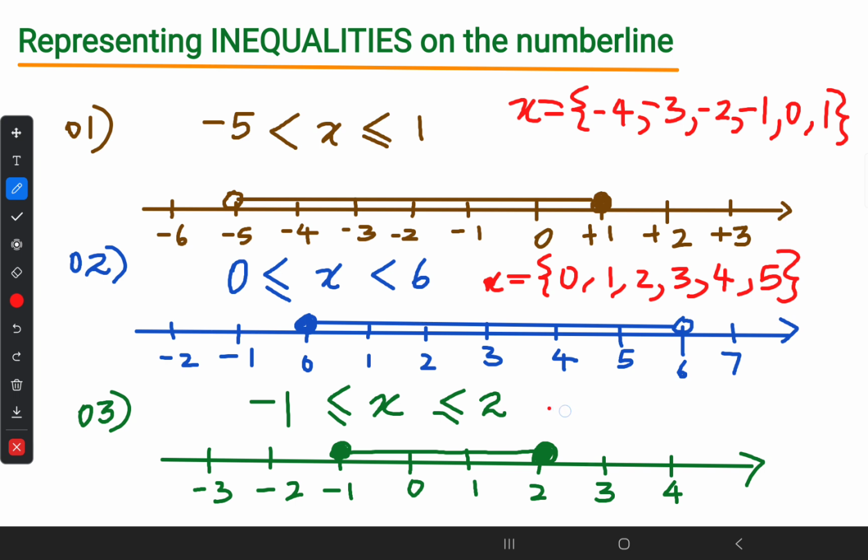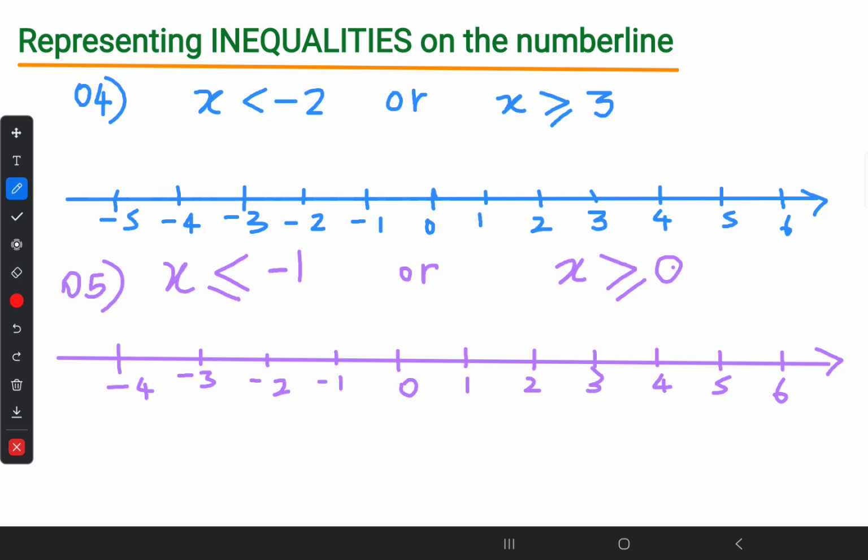In the next case, the values for x: -1 included, the inequality has an equal mark, 0 included, 1 included. In this case, 2 is also included because the inequality has an equal mark. If there is no equal with the inequality, you cannot consider that value. That's all about this concept.